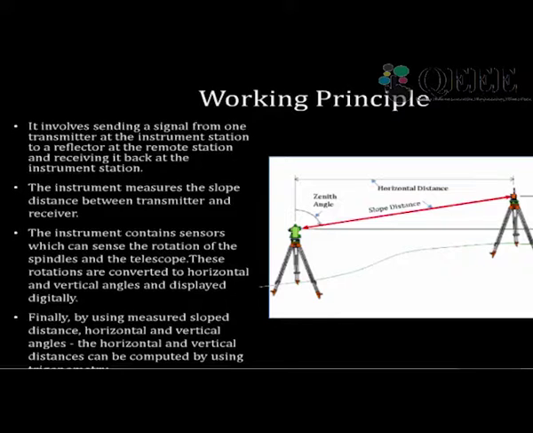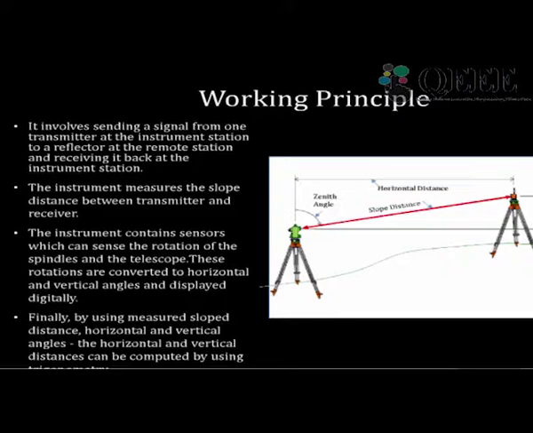Moreover, the instrument contains sensors which sense the rotation of the spindles and telescopes. These rotations are converted into horizontal and vertical angles and displayed digitally. This forms the electronic theodolite unit. Finally, from the displayed slope distance, horizontal and vertical angles, you can calculate the horizontal distance between the two points, and also the coordinates of the unknown point. This is the simple working principle of a total station.